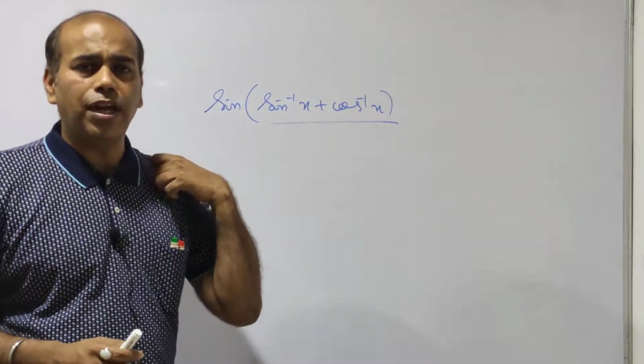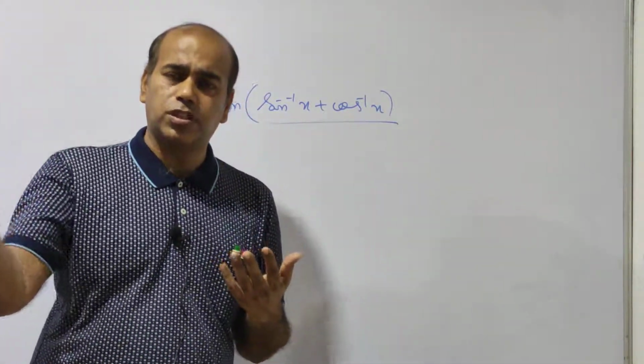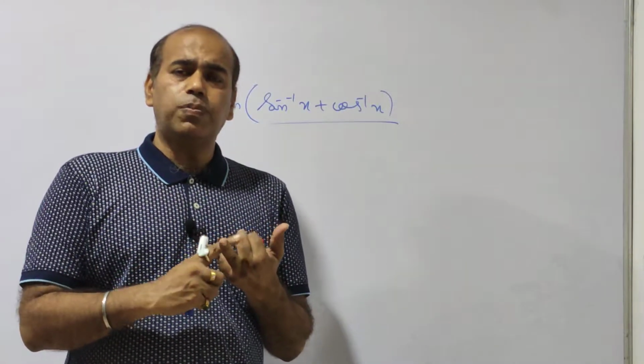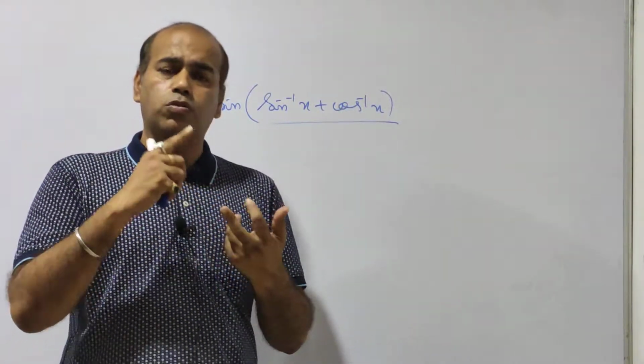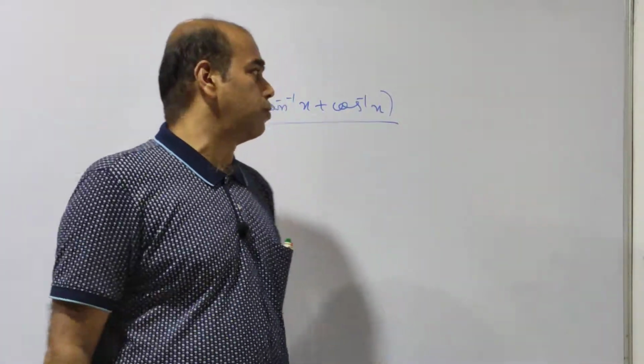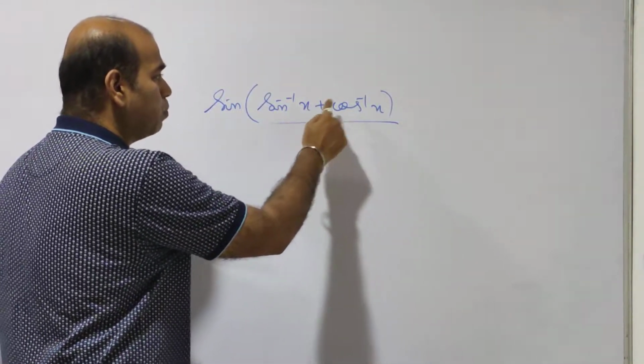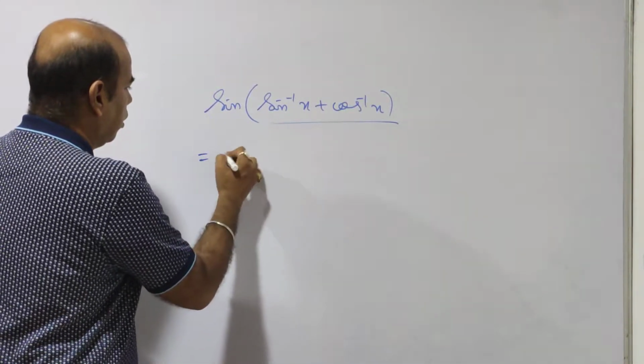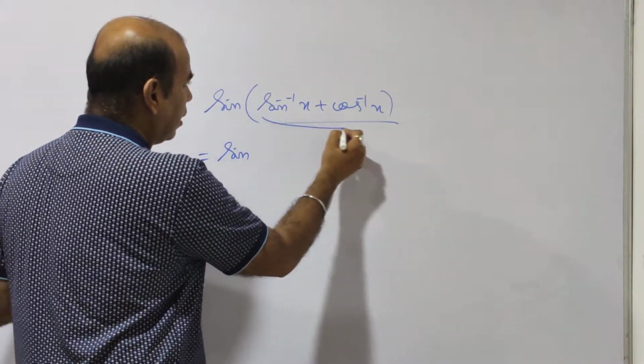While explaining the formula, I told you sine inverse plus cos inverse is pi by 2. Sec inverse plus cosec inverse is pi by 2. Tan inverse plus cot inverse is also pi by 2. So it is sine inverse x plus cos inverse x.